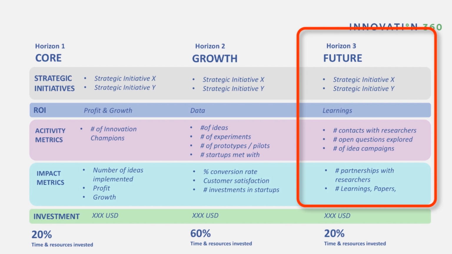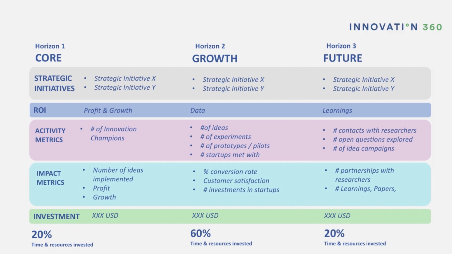And the third horizon is about learning. And there you typically have activity metrics like number of contacts with researchers, open questions explored, number of idea campaigns, and impact metrics are typically partnerships with researchers. It could be number of learnings, number of papers published, etc., etc.